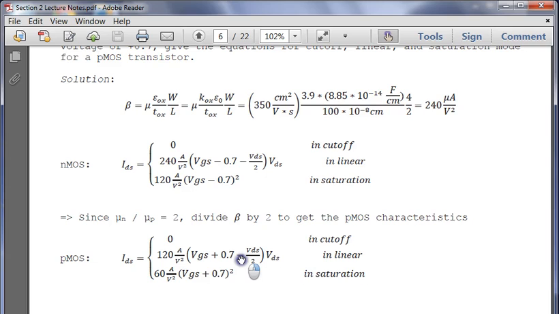So, to combine concepts, if we want the drain source current for both of these to be the same, as we do, we would just multiply the width of the PMOS transistor by 2. That would bring up our IDS to 240 and 1. That's why we have to double the size of the PMOS transistor.